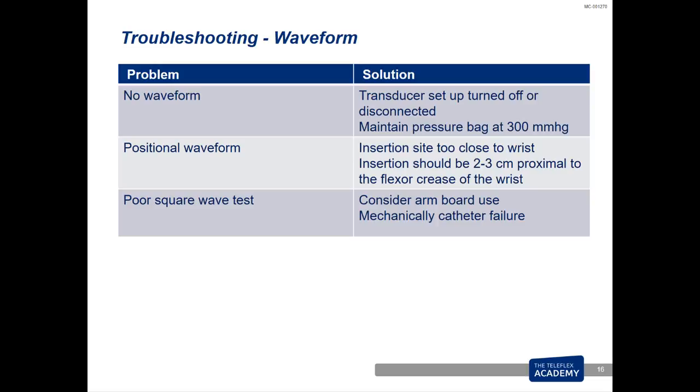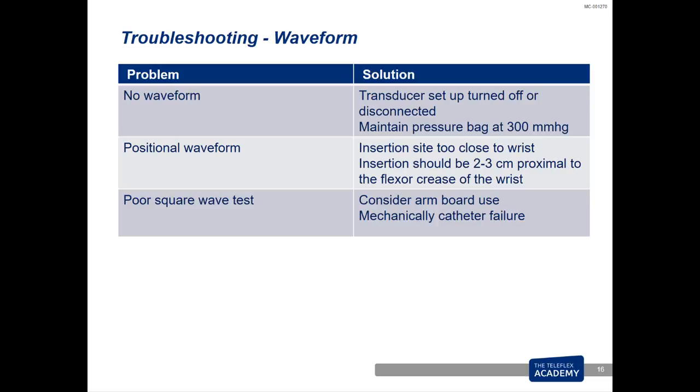If you have a positional waveform, meaning that you're having to go in and reposition the patient's wrist to get an accurate blood pressure reading, you want to consider where the catheter is inserted. If it's inserted really close to the wrist, meaning just at the base of the thumb, every time the patient moves their wrist or every time their wrist flexes forward, you potentially can lose the catheter wave because the catheter will kink over time because the patient has their wrist in that position.